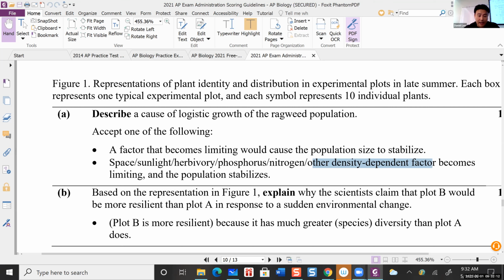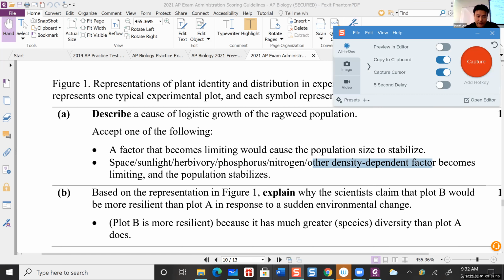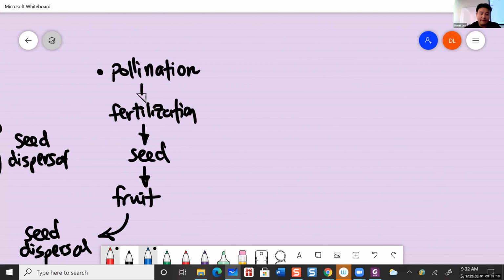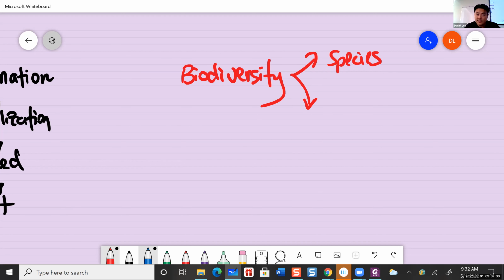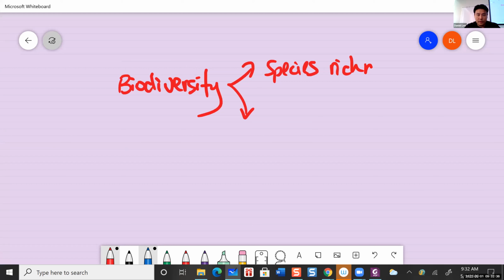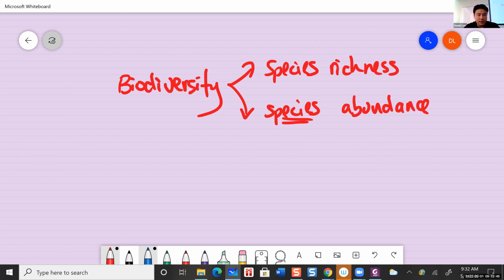When you look at the biodiversity, don't forget there are two parts to it. If you have to elaborate on biodiversity, what are the two components that we usually talk about? There's more than two, but we talk about the species richness, which is the number of species, and then the species abundance, the number per species. So you can talk about either one, or you can just say biodiversity, it's not a big deal. But just know that there are two components.